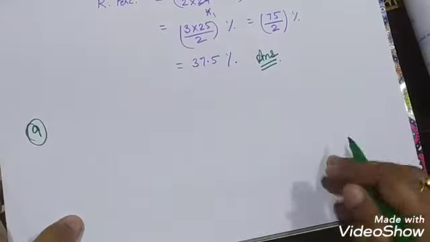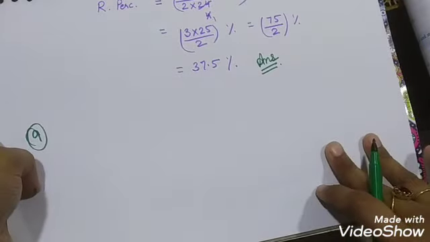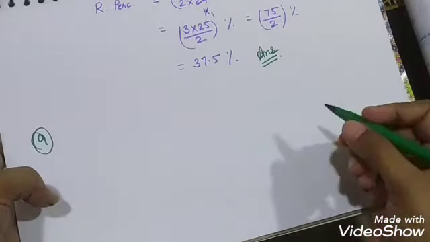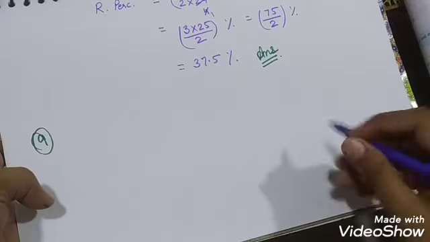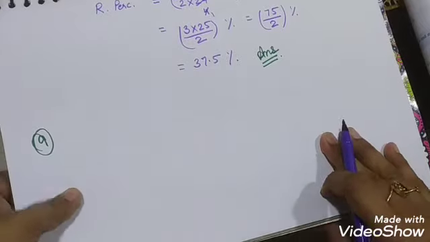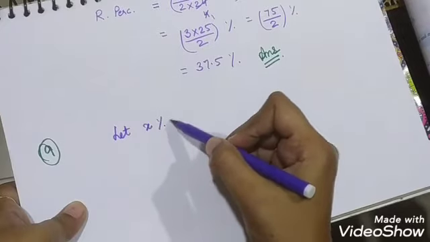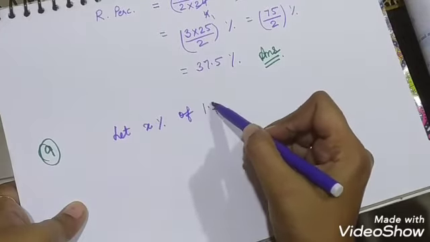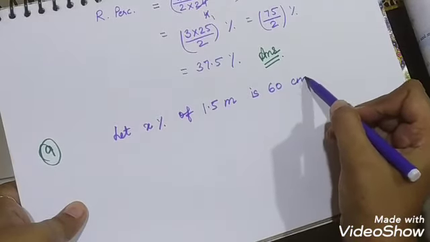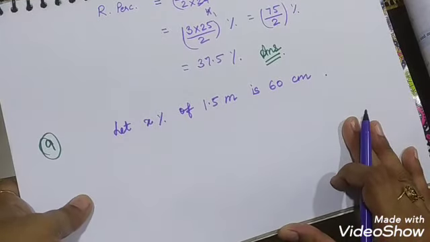It is question number 9. Question number 9 is: what percent of 1.5 meter is 60 centimeter? They are asking what percent of 1.5 meter is 60 centimeter. So we suppose, let x percent of 1.5 meter is 60 centimeter.